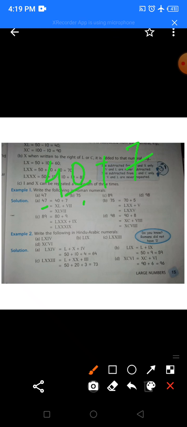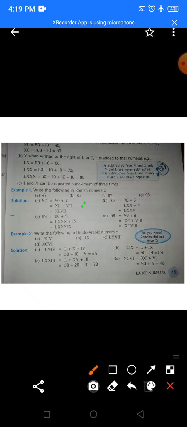Easy. 50 is there, from that you will subtract 10. And you know how to write 7. Just write these two together. Look here. This is 40 plus 7. Then instead of 40, you will write the Roman numeral, and instead of 7, you will write its numeral, and then you will write both together.